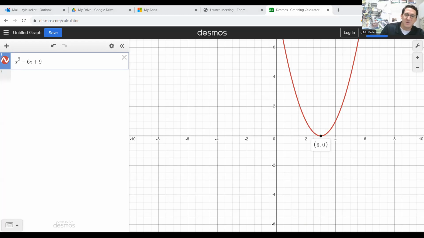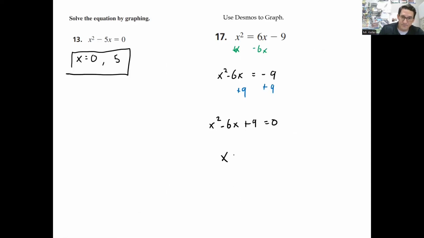All right, back to this one. So the solution is x equals 3 because we found that on the graph. And that will do it for us today. We'll see you next time when we are graphing or solving quadratics in other ways.